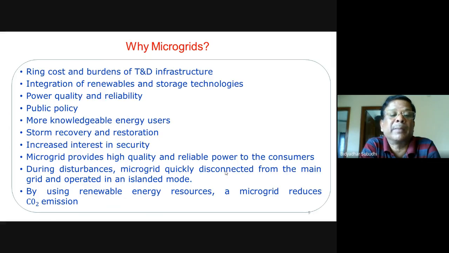And microgrid provides high quality and reliable power to the consumers, and during disturbances the microgrid quickly disconnects from the main grid and operates in island mode. And by using renewables we can reduce the carbon footprint. So these are some of the benefits of using microgrid.